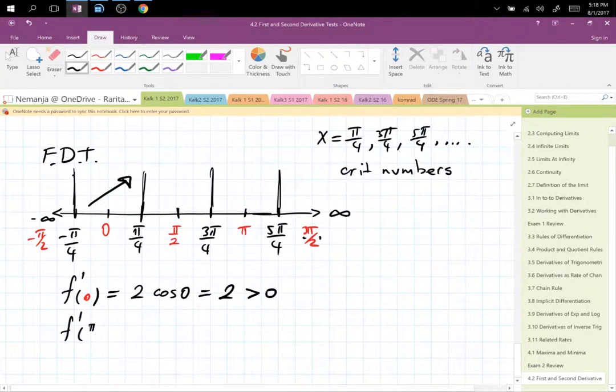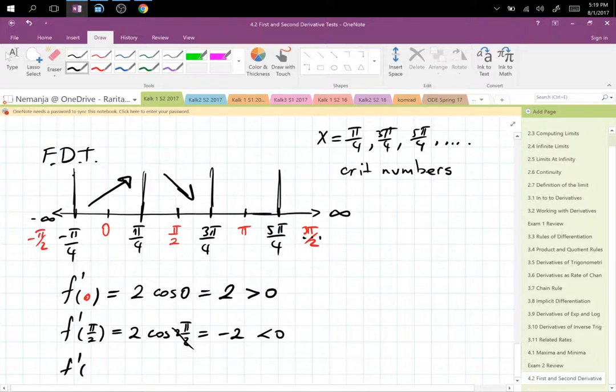F prime at pi over 2 is 2 cosine of... oh sorry, it's 2 times pi over 2, so it's pi. Cosine of pi is negative 1, so it's negative 2. Less than 0, decreasing.